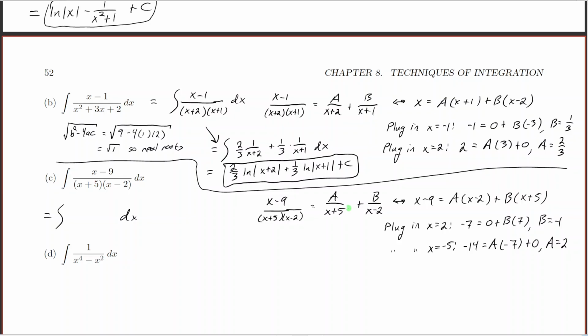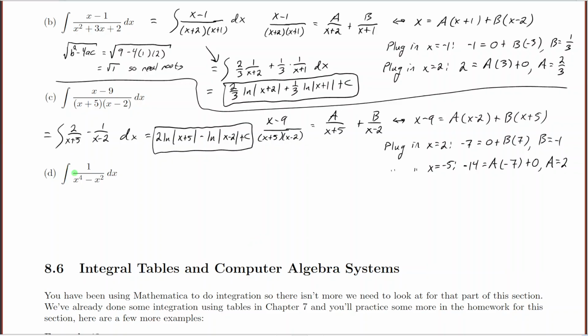And then put those values in here, put that form into our integral. We'll have 2 over x plus 5 minus 1 over x minus 2. And then that's going to be equal to 2 times natural log the absolute value of x plus 5 minus natural log the absolute value of x minus 2 plus C. Again, if you wanted to use log properties and start bringing all that together, you could, but there's no particular reason that you have to unless there's a reason to bring it in.